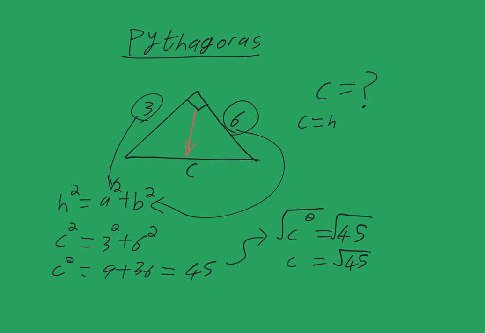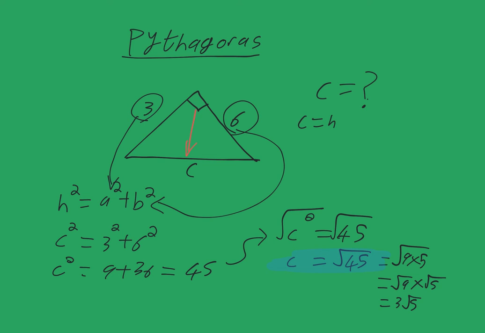Okay, now if you wanted to take this further, you could write this in surd form, but this is not important right now. Basically that would just be the square root of 9 times the square root of 5, which is 3 root 5. But that's not too important to remember right now. The important thing is just how we got the answer for C, which is up here. Okay, so C is the square root of 45.